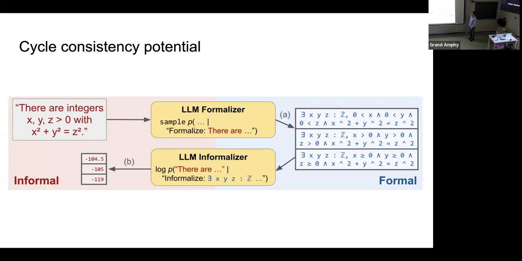And what we can do then is ask a language model to informalize each of those candidates, but not sample from that distribution, but just ask it what's the probability of this informal statement being a completion to the prompt, informalize each candidate, and take the logarithm of that probability as a signal of how good the formalization is. In this case, we see that the first two, which are correct, give us like minus 104, minus 105, and the last one is incorrect.